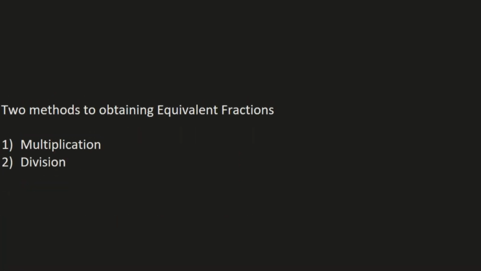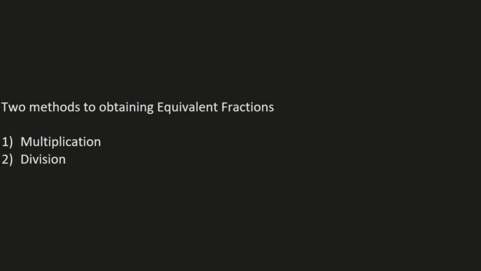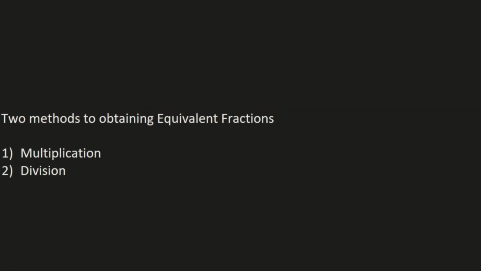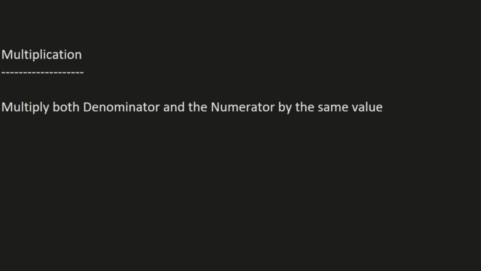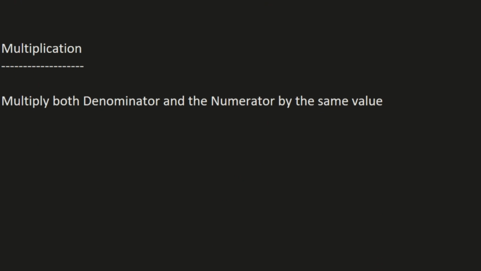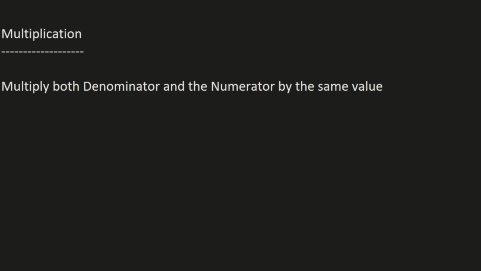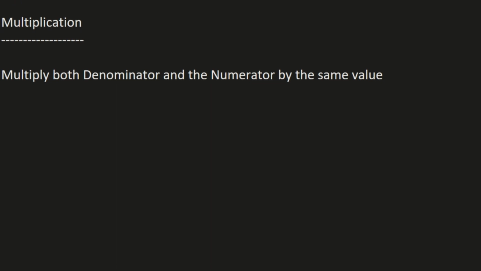Great. So mainly, there are two methods of obtaining equivalent fractions. The first method is multiplication, and the second method is what? Division. So let's see some examples, and I will explain how you can get equivalent fractions by using the multiplication method, which is the first method we are going to talk about. In this section, what you have to do is multiply both the denominator and the numerator by the same value.